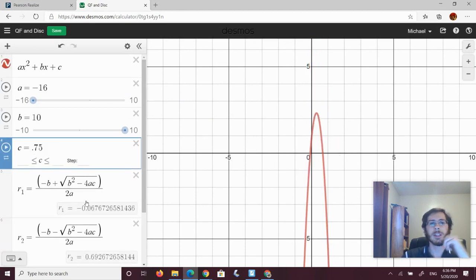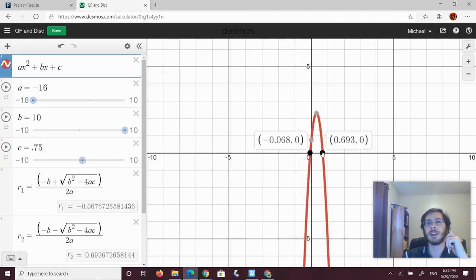There we go. And guess what? I programmed it. So there are my answers down there. R1 for the first root, R2 for the second root. I could click on them in Desmos if I wanted to. I could also do that. But since we're doing the quadratic formula and we're not just solving by graphing, I did have the quadratic formula over to the side.